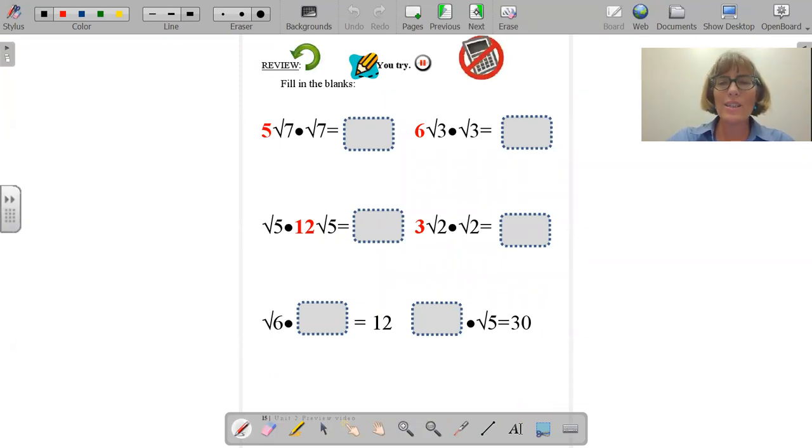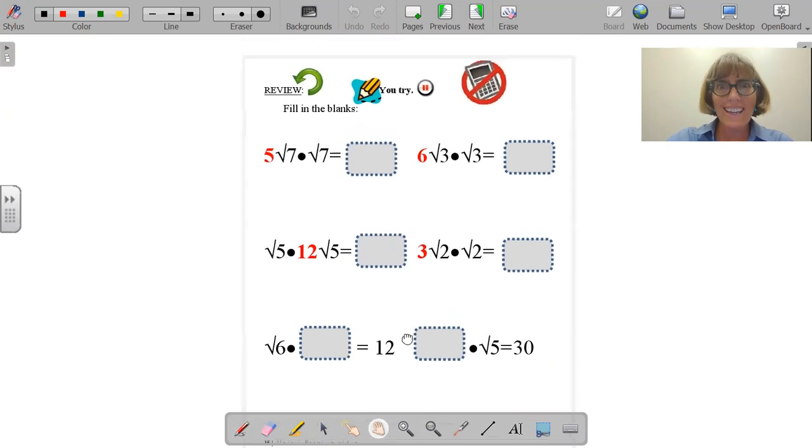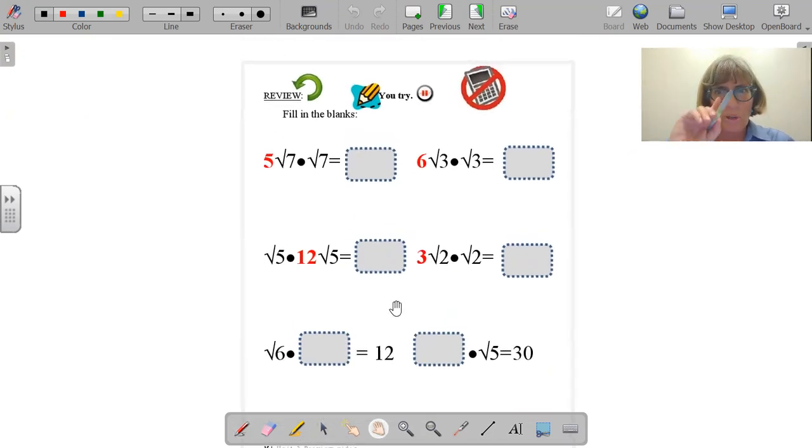All right, on this page, go ahead, do this on your own, restart the video when you're done. Pause. Get out your red pens, folks.